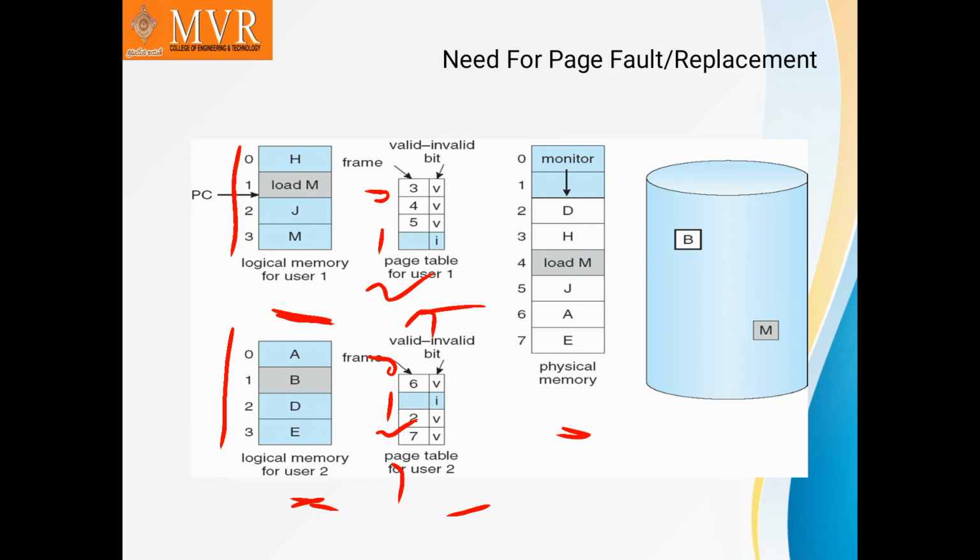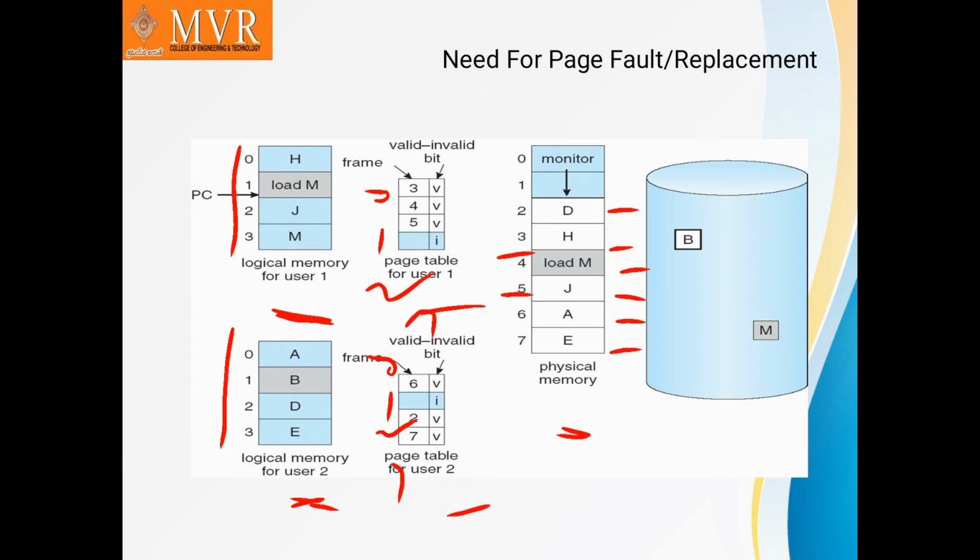See here, page 0 has the data of H, so where will it be filled? In frame 3, H will be filled. Okay, and frame 4 means page 1, and page 1 has the data load M, so frame 4 has load M. Okay, and page 2 has J, so the 5th frame will be filled with J. Okay, and in user 2, frame 6 has data A. Okay, and 2 has D, and at the same time 7 has E, all are filled.